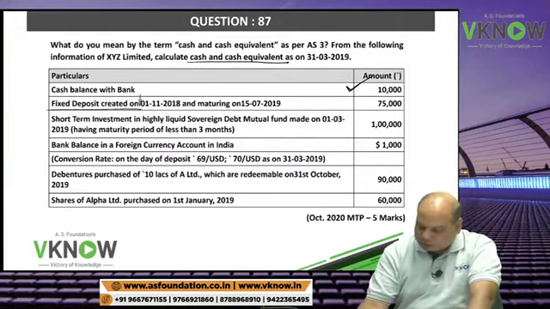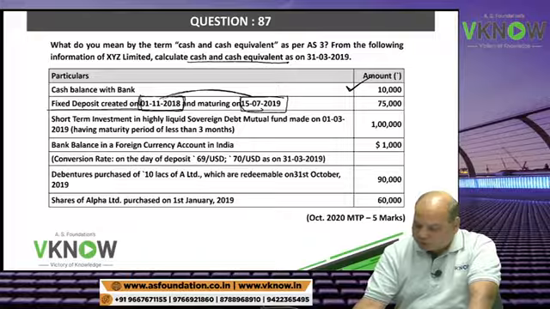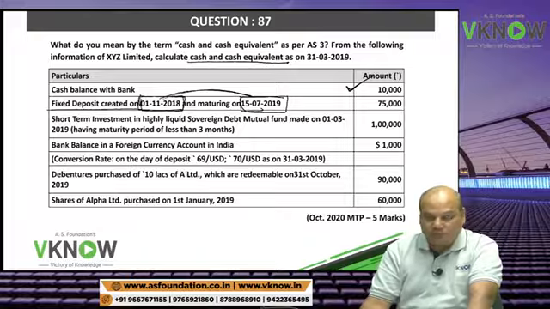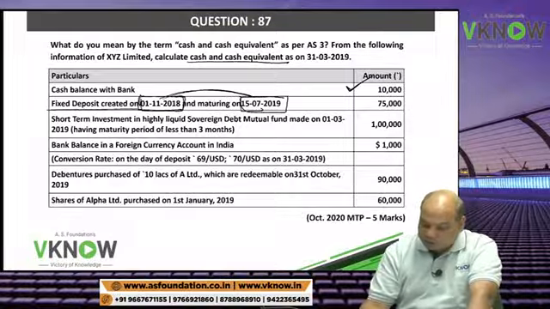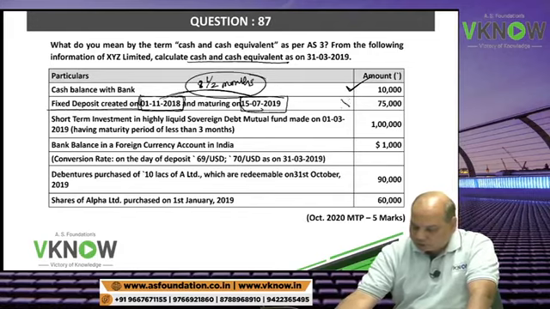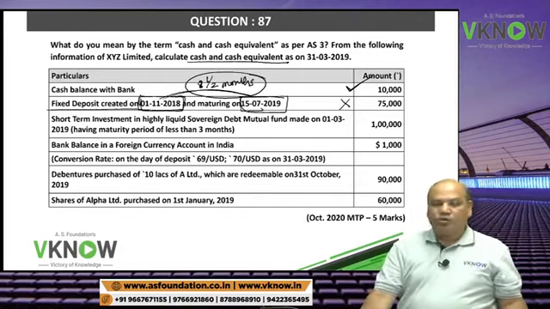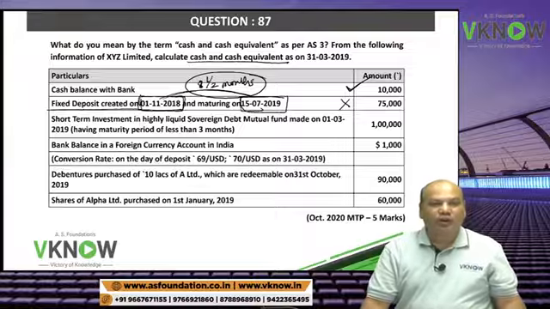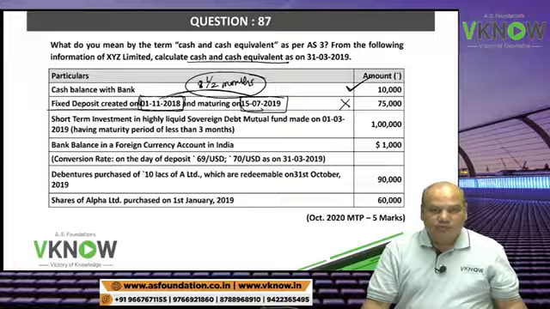Fixed deposit. It was created on 1st November 18 and it will mature on 15 July 19. So calculate the number of months. November, December, January, February, March, April, May, June and 15 July. So it is 8.5 months. It is not cash equivalent because in case of cash equivalent, it should be less than or equal to 3 months from the date of maturity.